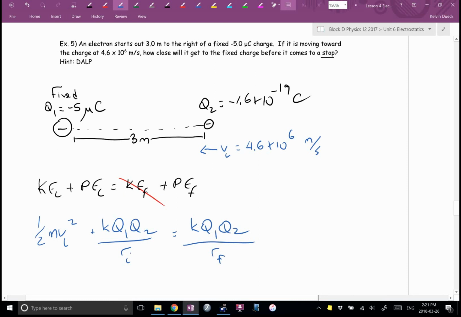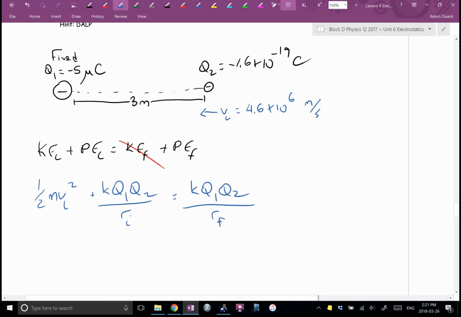Sarah, what's this question asking me to find? Which variable is how close it gets before it comes to a stop in my equation here, folks? It's R final. Where is R final? On the bottom. You know what? I'm going to get this as one answer first. It's a little bit of number crunching, but not too hideous.